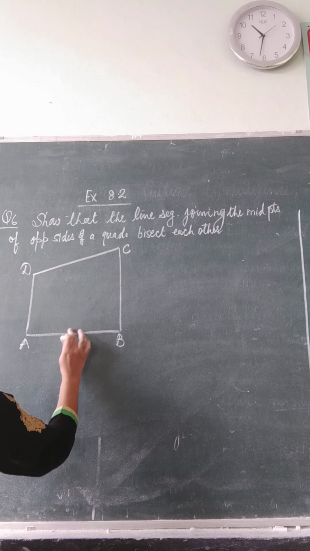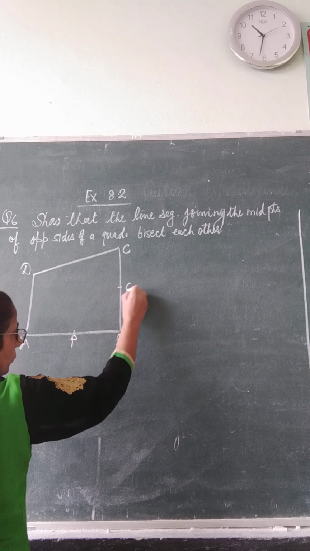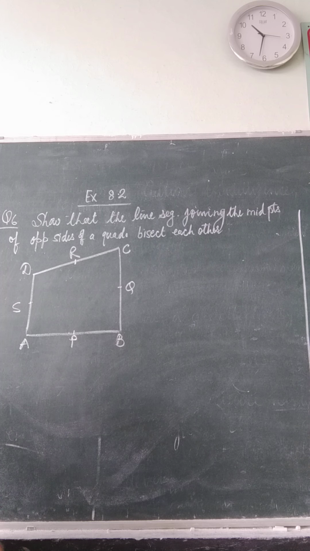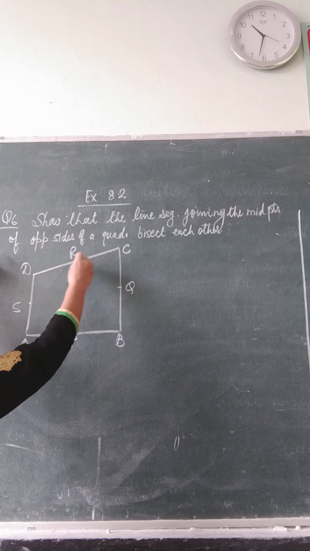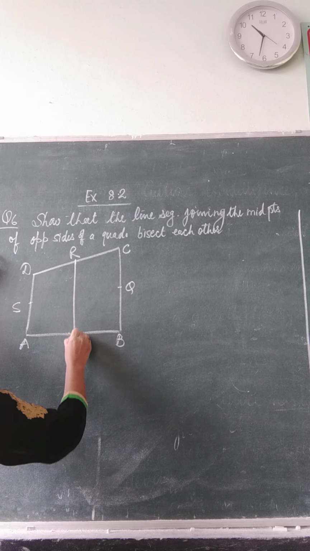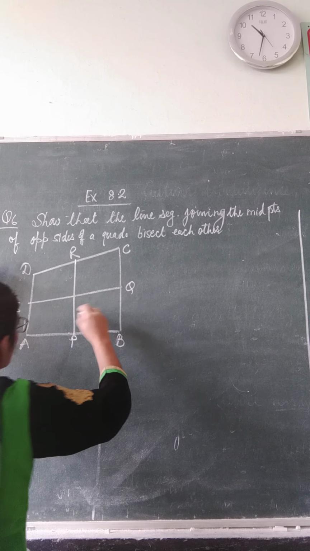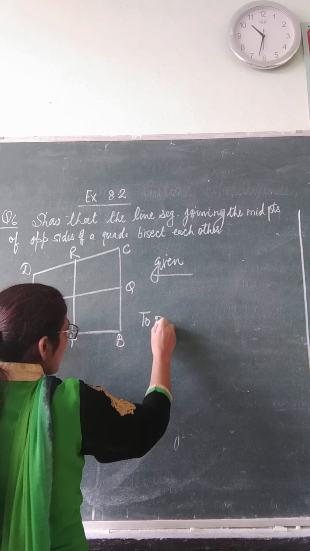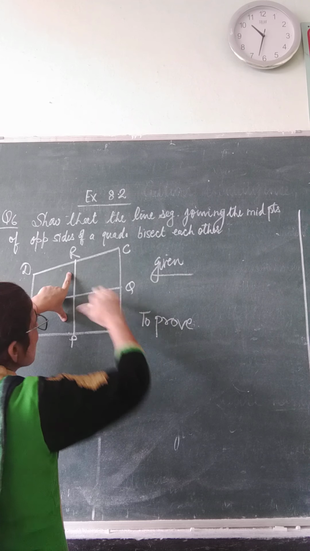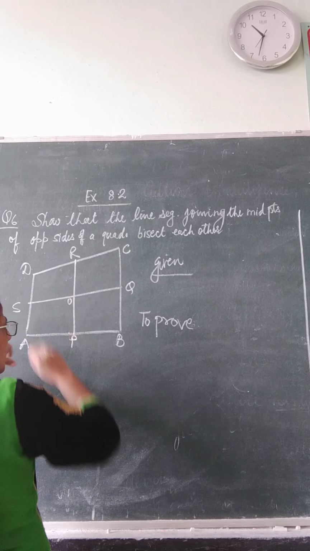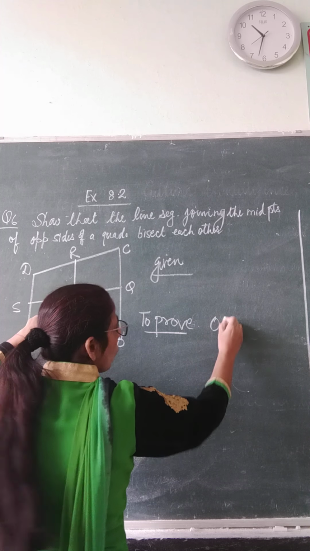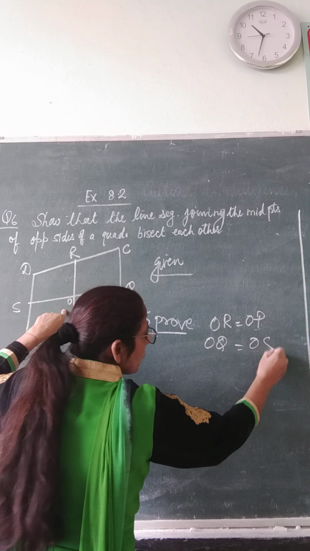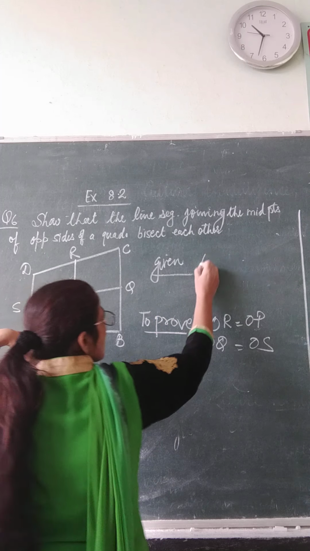These are the midpoints, say P, Q, R and S of this quadrilateral, and we have to prove that the line segments joining the opposite sides bisect each other. Means given, I will write down, and to prove is we have to prove that these line segments bisect each other. If they are meeting at O, to prove is OR is equal to OP and OQ is equal to OS.